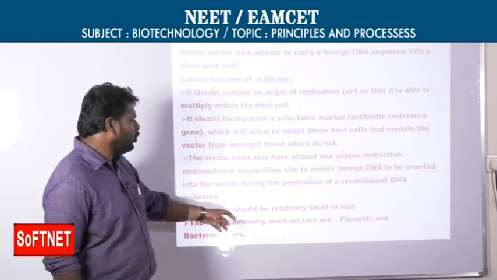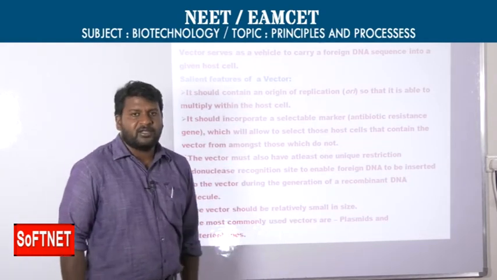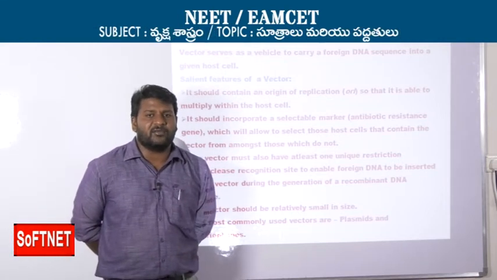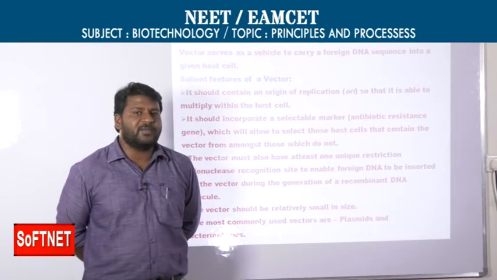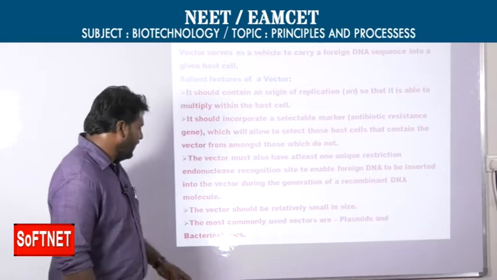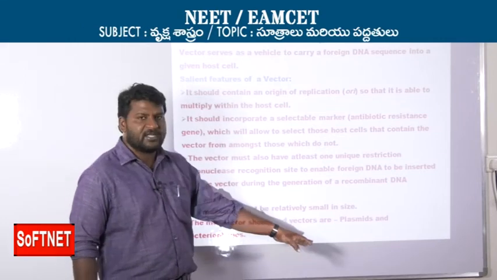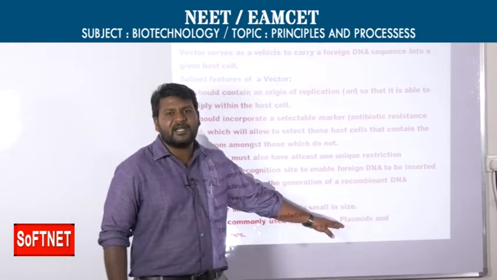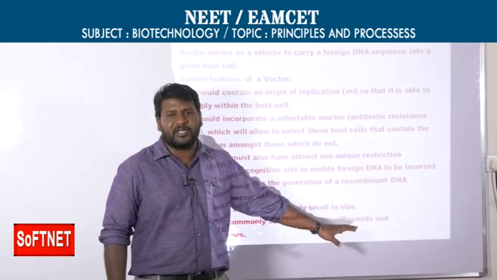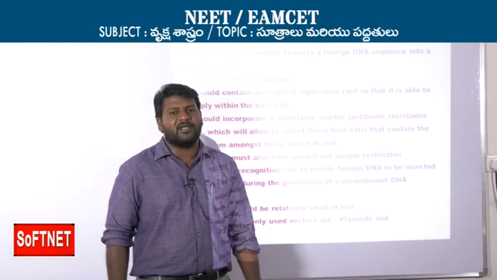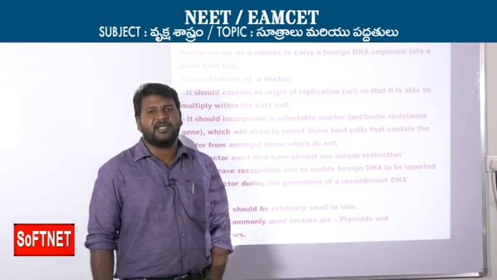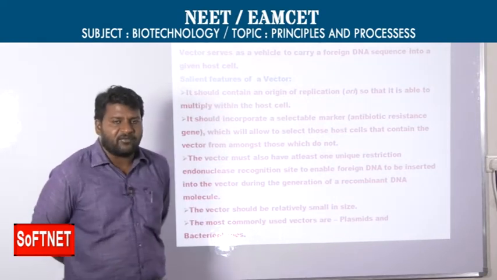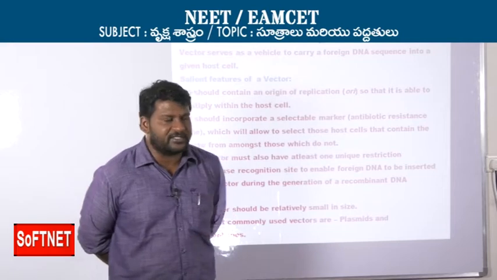The vector should be relatively smaller in size than the host. When we use a vector as a vehicle for cloning, it should be smaller than the cell. The most commonly used vectors are plasmids and bacteriophages. Plasmids are extra DNA structures seen in prokaryotes, which have the peculiar property of antibiotic resistance. Bacteriophages are viruses which infect bacteria.